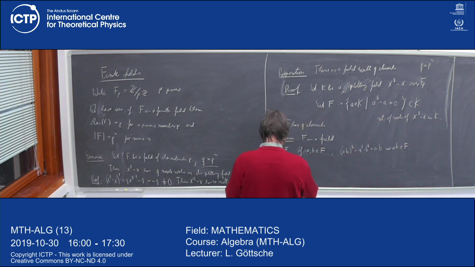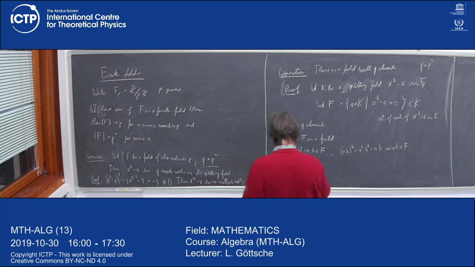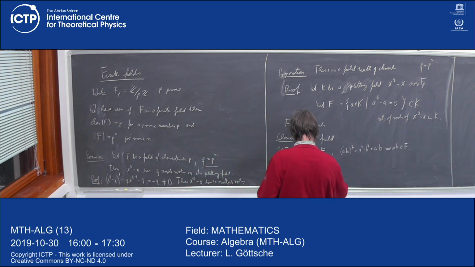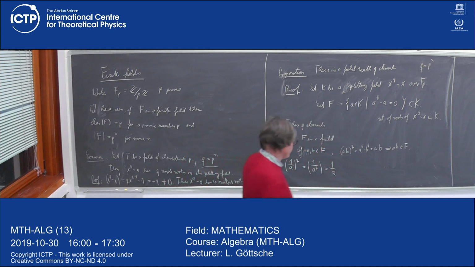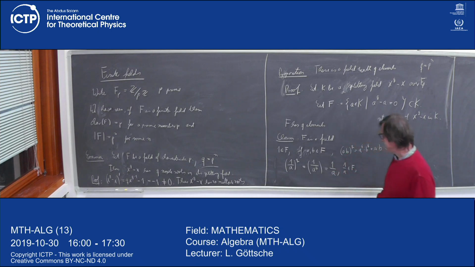And if we take 1 over A, where A is non-zero, to the Q, by the way one operates in the field, this is 1 over A to the Q. A to the Q is equal to A, and this means it's also fine. So 1 over A is in F. This would hold in any field, but now we use characteristic P.